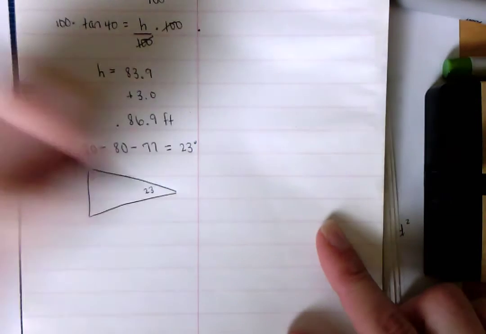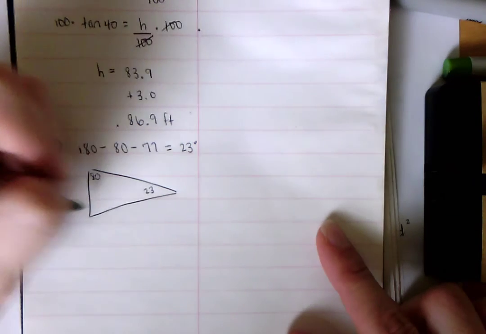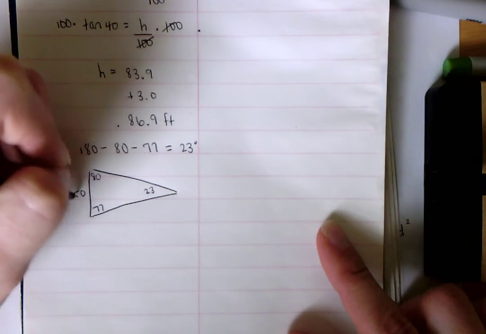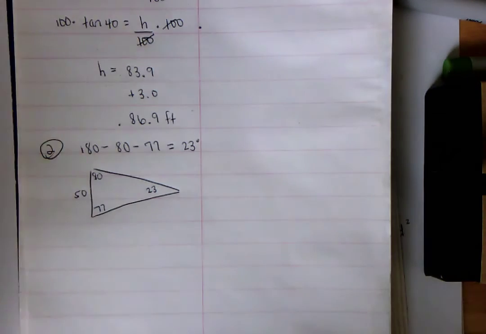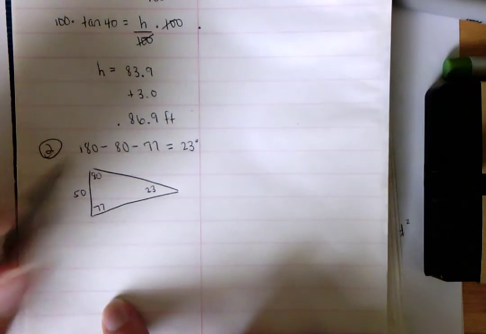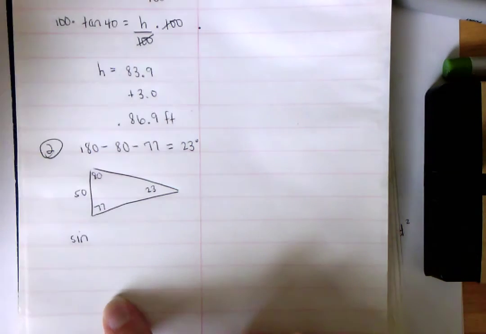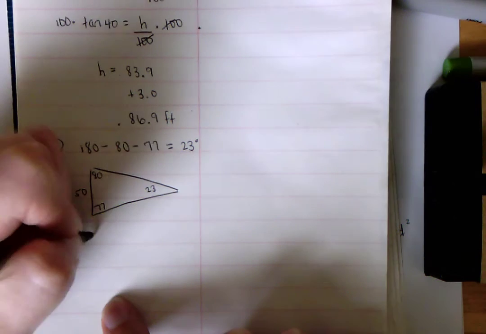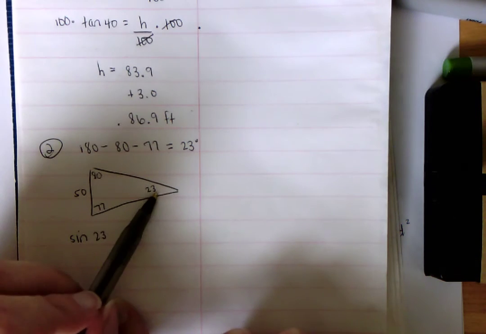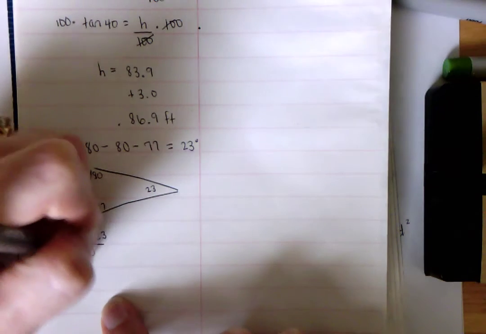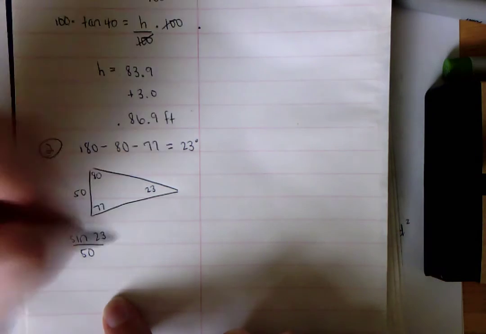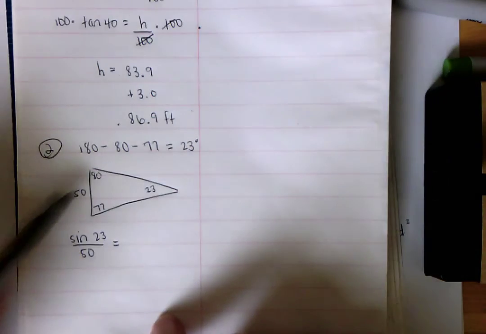So 23, 80, 77, and 50. All right, so now I'm ready to do the law of sines, because I can do the sine, remember, of the angle, which is 23, and then you always need the side opposite that, so over 50, okay? And then that equals, and now we can find another one.